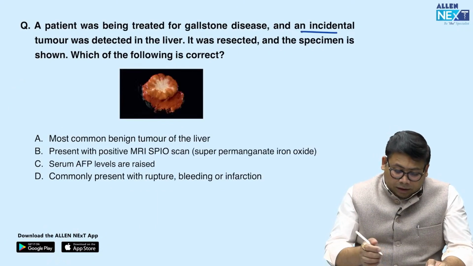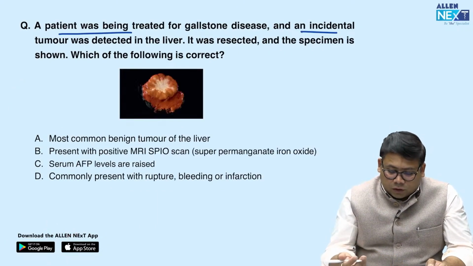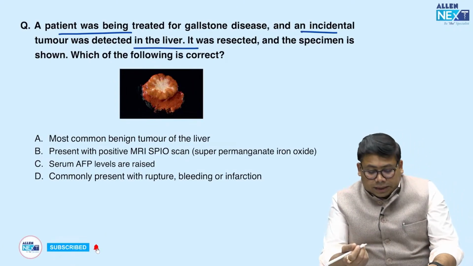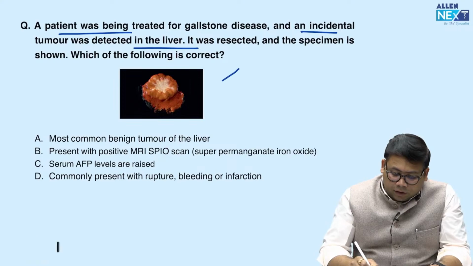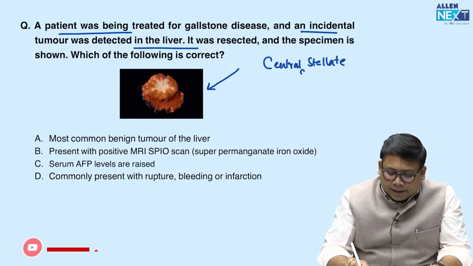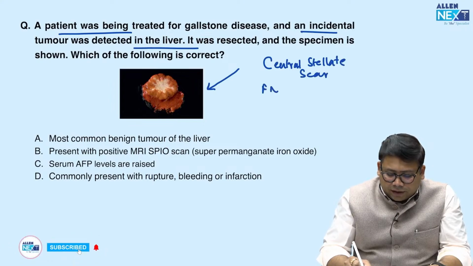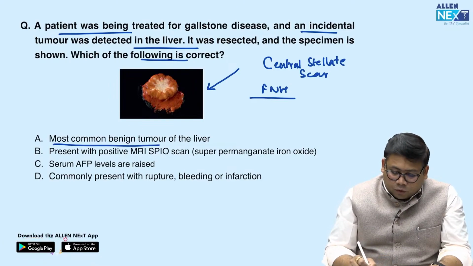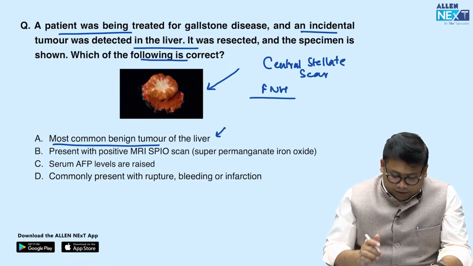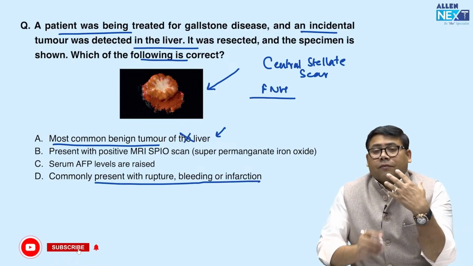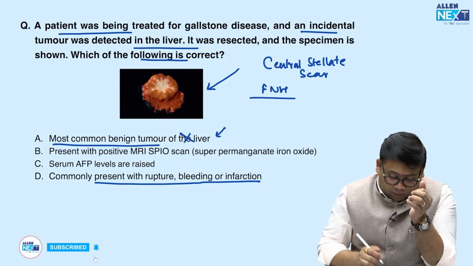The next is, a patient being treated for gallstone disease, an incidental tumor was detected in the liver. It was resected and the following was presented. If you see, there is a central stellate scar. So a liver tumor with a central stellate scar, what is this? This is FNH. Now let us read which of the following is correct. It is the most common benign tumor. No. Oncocytoma most commonly presents with rupture, bleeding or infarction. No, this is the feature of adenoma, hepatic adenoma.